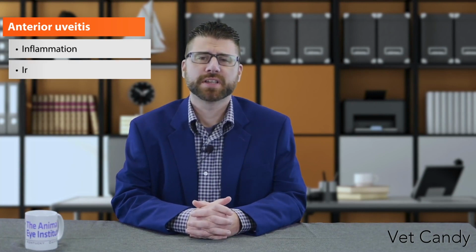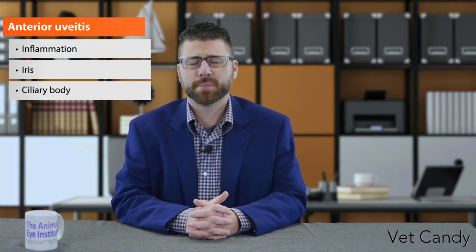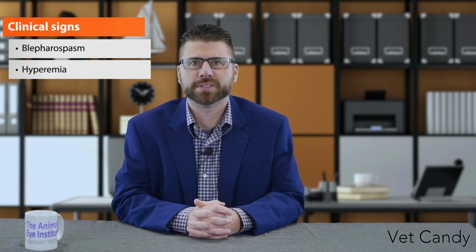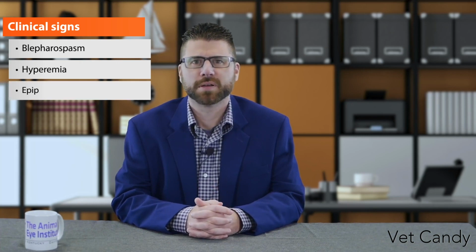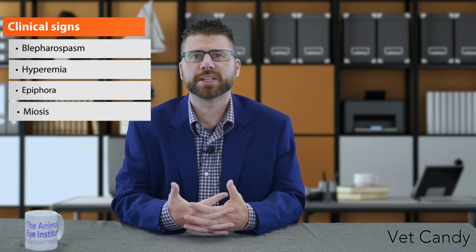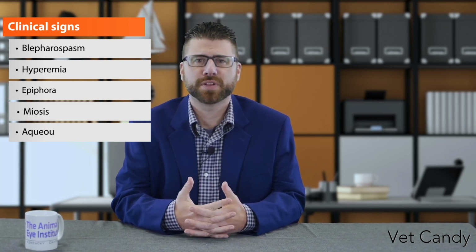Anterior uveitis is inflammation of the iris and the ciliary body. But this doesn't tell us a whole lot, so let's look at this deeper. Common clinical signs that we see with uveitis include blepharospasm and photophobia, conjunctival hyperemia, episcleral injection, epiphora, and miosis because there's a prostaglandin release. We see aqueous flare.